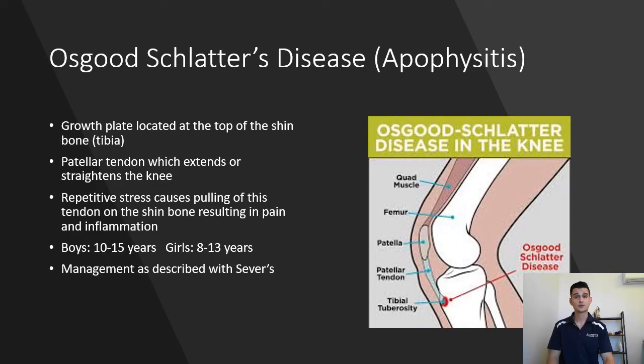So the next condition we're going to talk about is another growth-related one, and it's called Osgood-Schlatter's disease. And this is similar to Sever's in the sense that it is an apophysitis, but it occurs in a different part of the body around the knee.